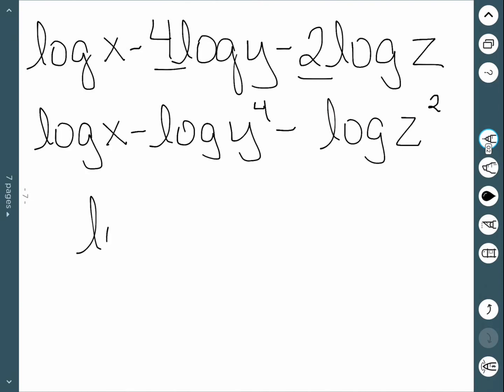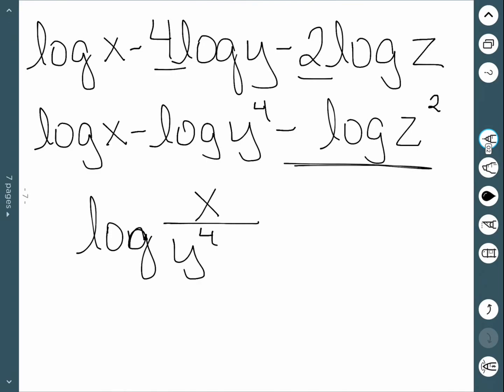We can now see that this subtraction means division, so I have an x on the top and a y to the 4th. I'm also subtracting this last term, which means it's also going to go on the denominator. So the abbreviated way to think about this is essentially positive stuff stays on the top, negative stuff moves down to the bottom.